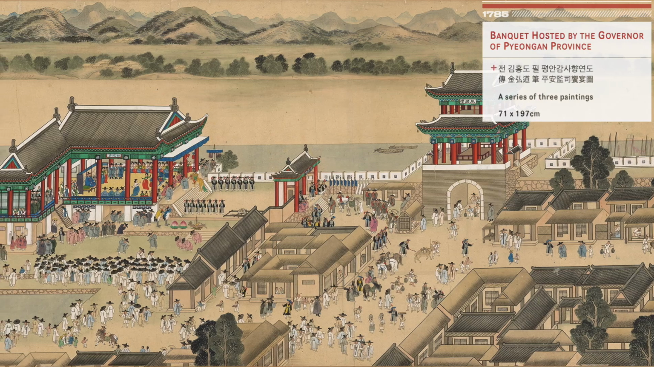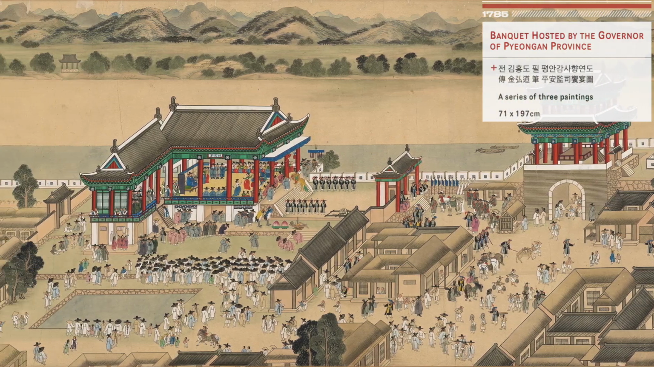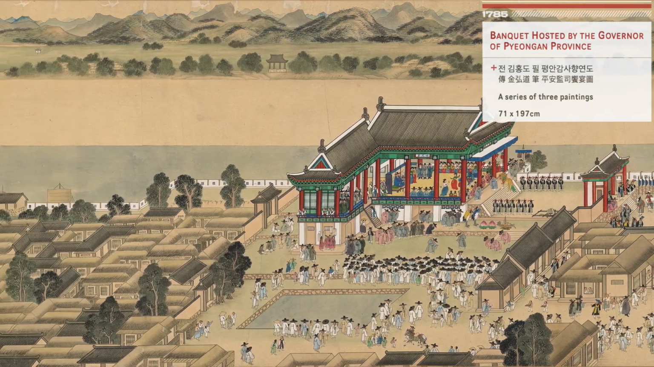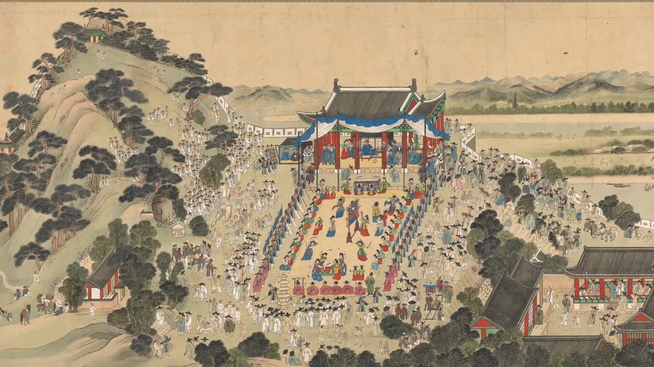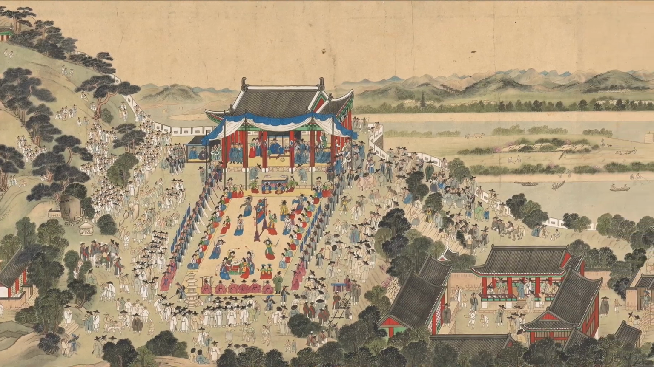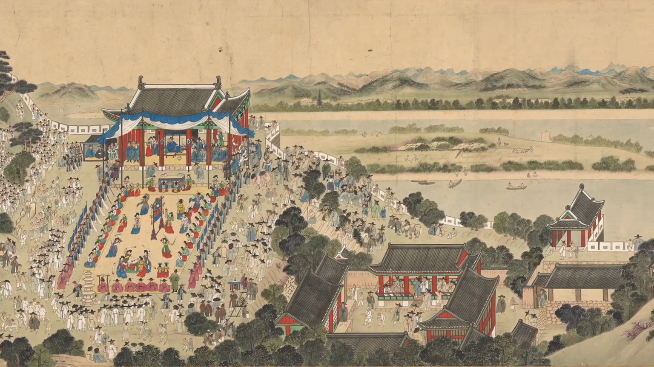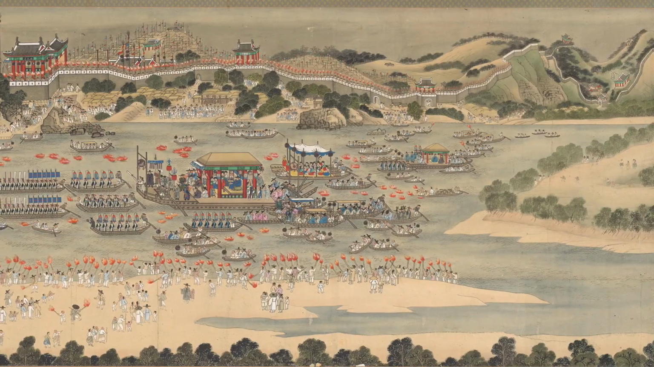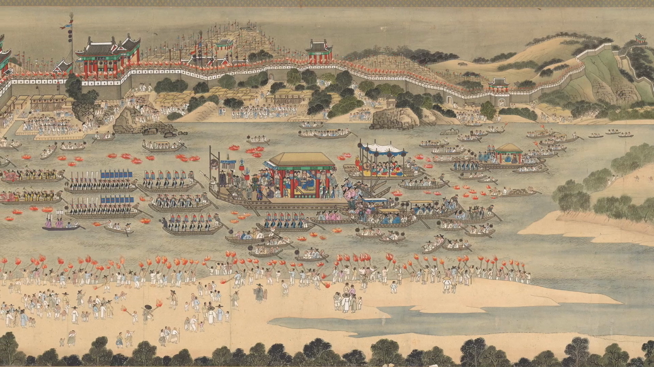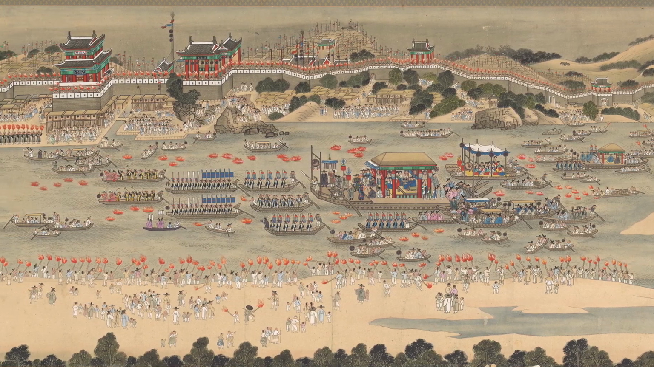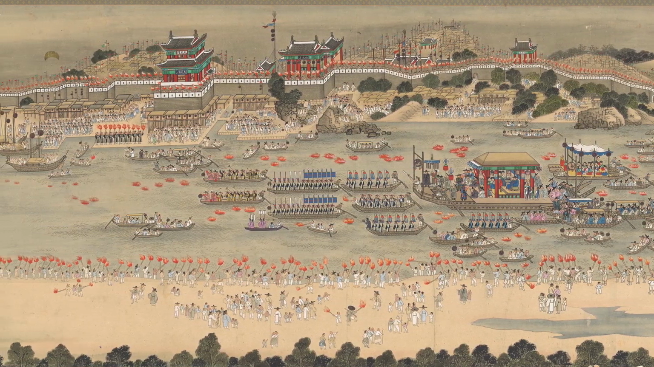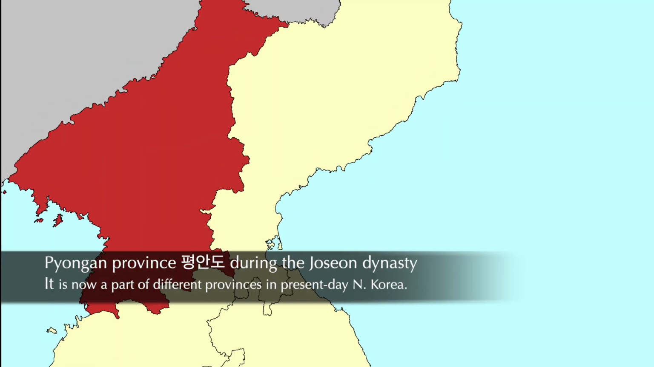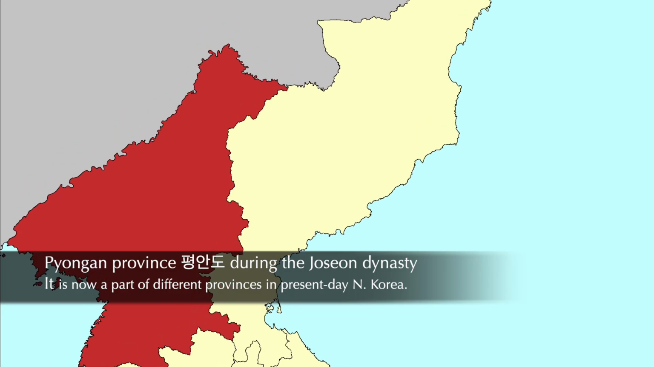Pyongan Gamsahyang-hyeondo, banquet hosted by the governor of Pyongan province, the series of 3 official paintings. There's an incredible amount of detail present in these paintings, so much in fact that it would require a whole video just to go through one of these. The first 2 paintings show 2 banquets in 2 different pavilions. The third painting shows a procession of boats under the moonlight. Pyongan-do was a province during the Joseon dynasty.